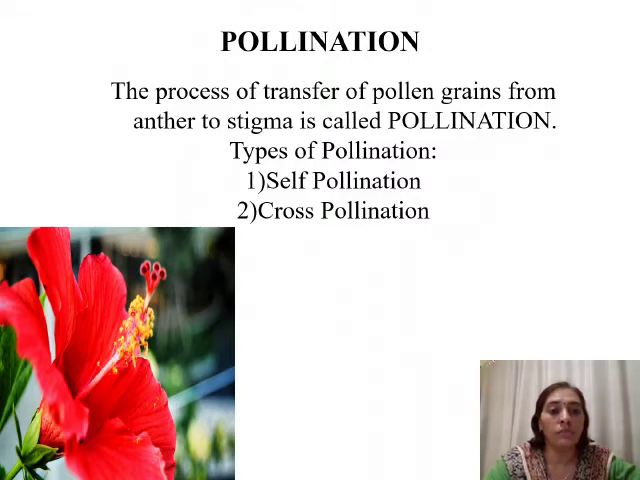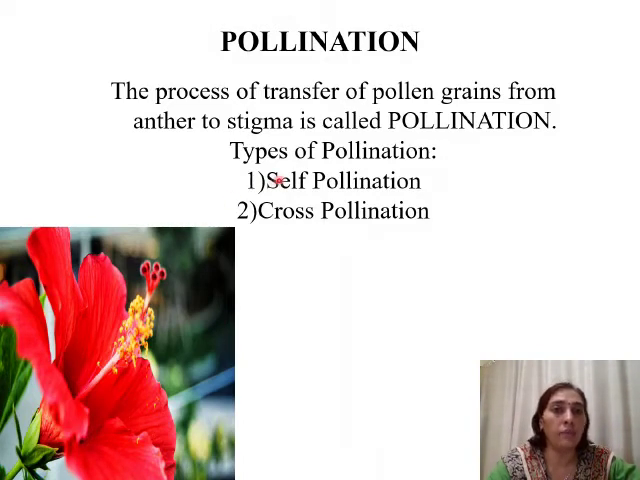So here we have the stamen part, that is androecium, which comprises of anther and filament. So the anther comprises of pollen grains which contain male gametes. On maturity, the anther lobes burst and the pollen grains are released. The pollen grains are carried to the stigma and they get deposited. So this process of transfer of pollen grains from the anther to the stigma is called as pollination.